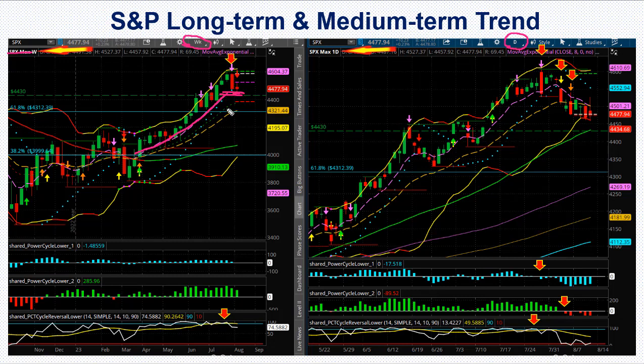Now, if that breaks, we still have good support. We could go all the way down here to 43.12, and that's the 21 exponential moving average. So that's the big mean reversion there, and you can see that's the big area of support.